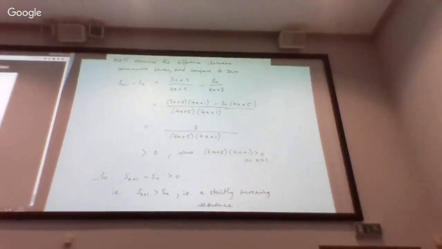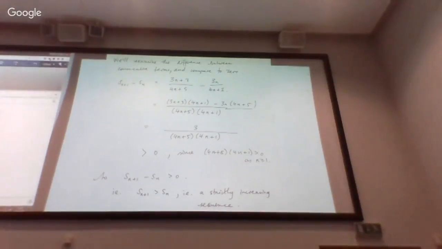Agreed? Let's check on MATLAB, see if that agrees with us. So the ith element is 3 times i divided by 4 times i plus 1. Run that.